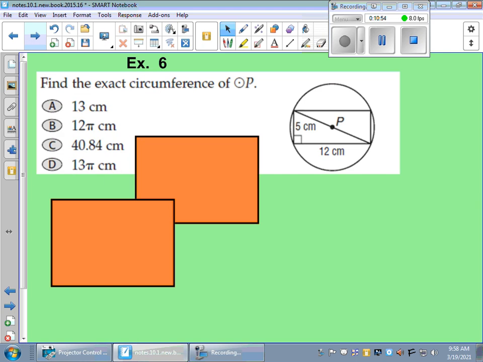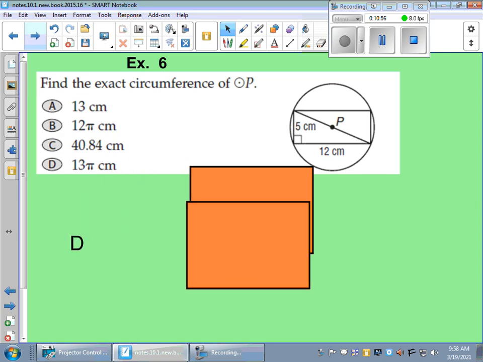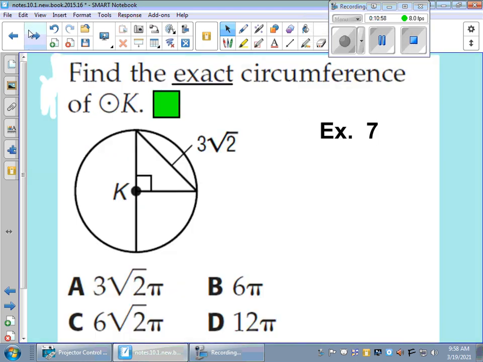This example right here, try this one on your own. See if you can get that answer. And then the last one right here, we're going to get a final answer of B. So again, try those on your own. See if you can get there.